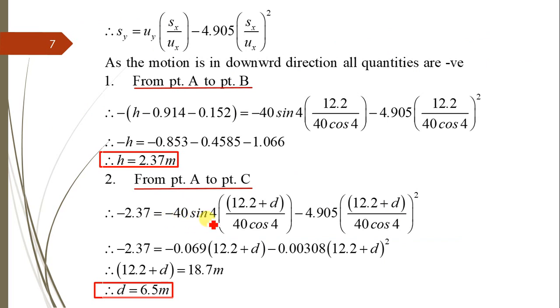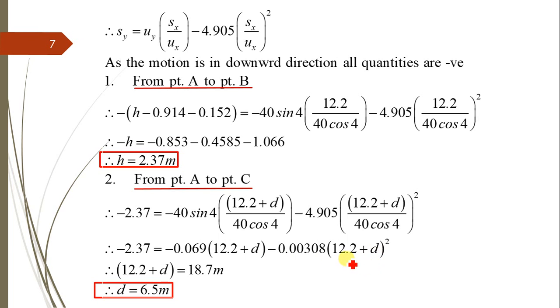to minus 40 sine 4, that is equal to Sx, 12.2 plus d, divided by 40 cos 4, minus 4.905, again Sx, 12.2 plus d, divided by Ux, 40 cos 4, in brackets squared. Solving this equation, minus 2.37 equals minus 0.069, and in the bracket we keep this term 12.2 plus d as it is. We are not multiplying this quantity into the bracket because we directly get the value of 12.2 plus d. So here, 12.2 plus d minus 0.00308 into 12.2 plus d.